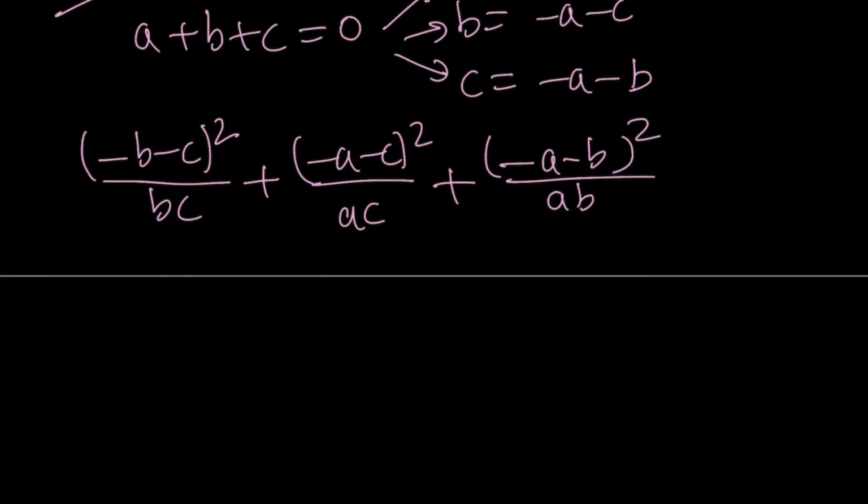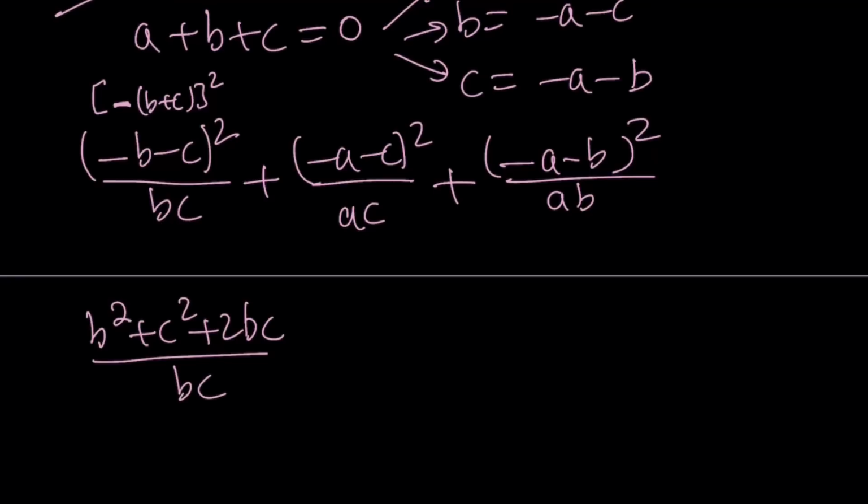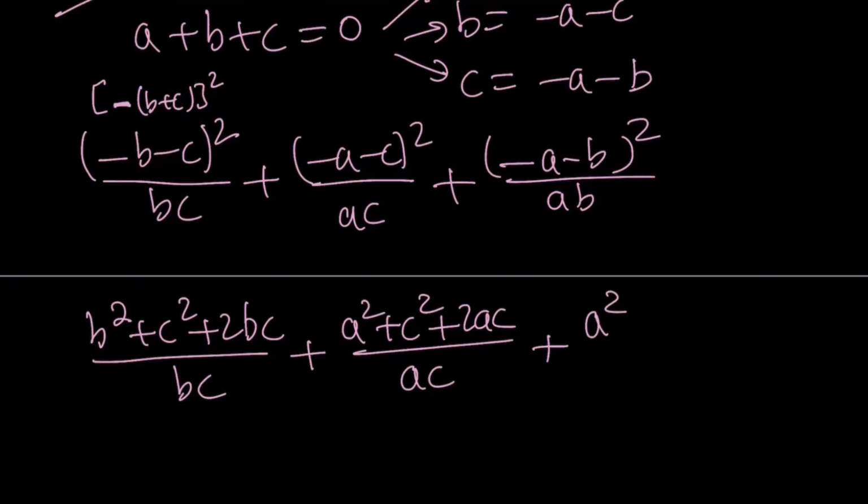Now, notice that inside the parentheses, I have something that is negated, right? So this is the opposite of b plus c. But when you square it, the negative doesn't play a role. It just disappears, right? Negative 1 squared is 1. So I can safely say that this is the same thing as b plus c squared. In other words, this expression is equal to b squared plus c squared plus 2bc. Allow me to write it that way because I'm going to separate it accordingly. And this is a squared plus c squared plus 2ac over ac. And then a squared plus b squared plus 2ab over ab.